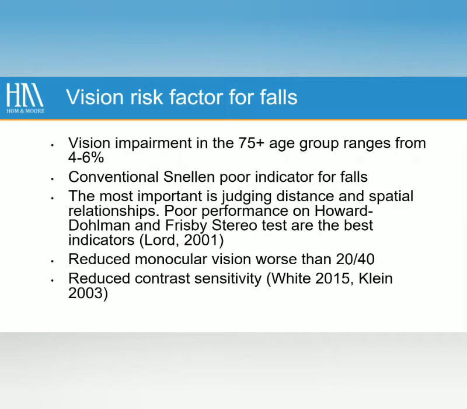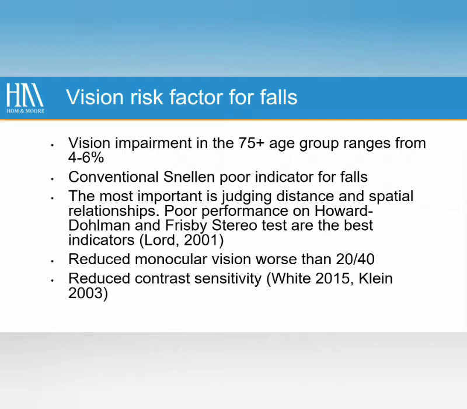Now, there are people who talk about some better ways to judge spatial relationships. One is the Howard-Dolman test. If you haven't heard about it, that test was originally used in pilot training. If you've ever seen it in a movie, you look down a box and you try to line up two vertical sticks with drawstrings, and you're asked, can you line them up so they're parallel? That's a good indicator of their spatial relationships.